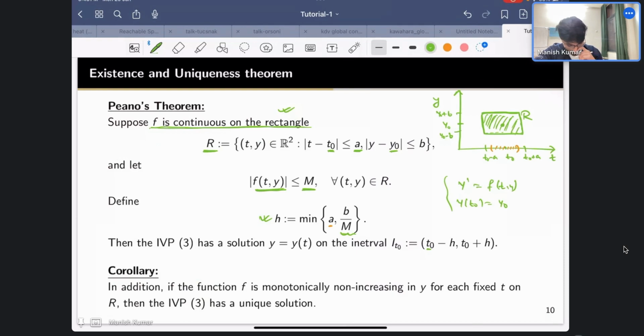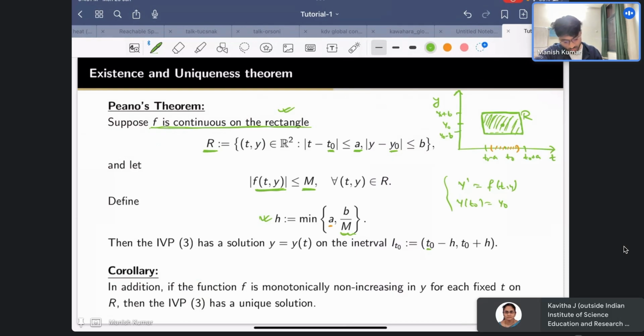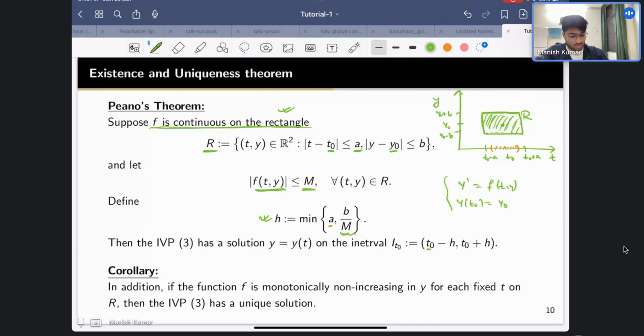So here we have got that the solution exists, but we cannot say whether it is unique or not. That will be given by Picard's theorem, which we'll see in the next slide. But here, along with the fact that f is continuous, if you assume that f is monotonically non-increasing in y, for each fixed t, considering it as a function of y, then this will have a unique solution.